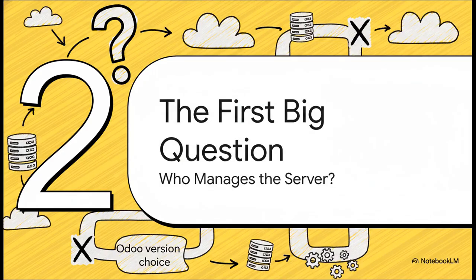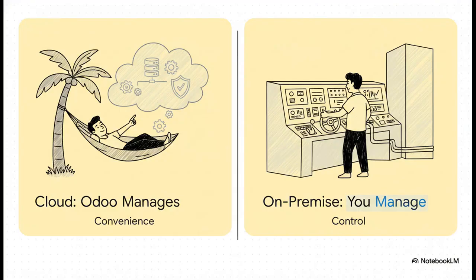Okay, this is where it gets really simple. It all boils down to one single question, and your answer is going to cut your options right in half. And here's that question. Who's in charge of the server? Do you want Odoo to handle all the techie stuff, the servers, the security, the updates, or do you need to have your hands on the wheel with total control over your own hardware? It's really that simple. Convenience versus control.